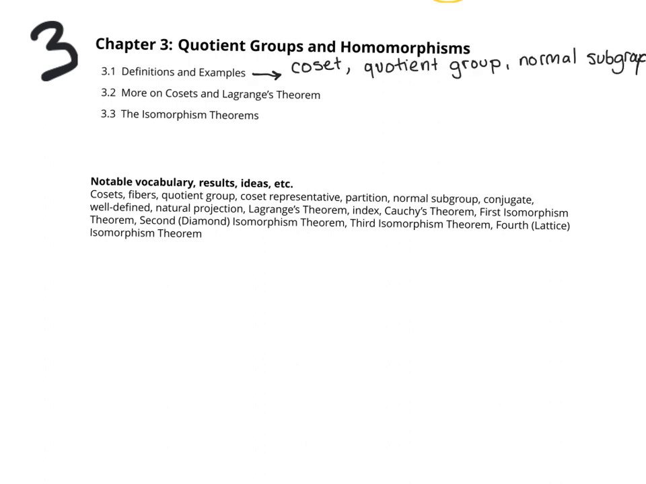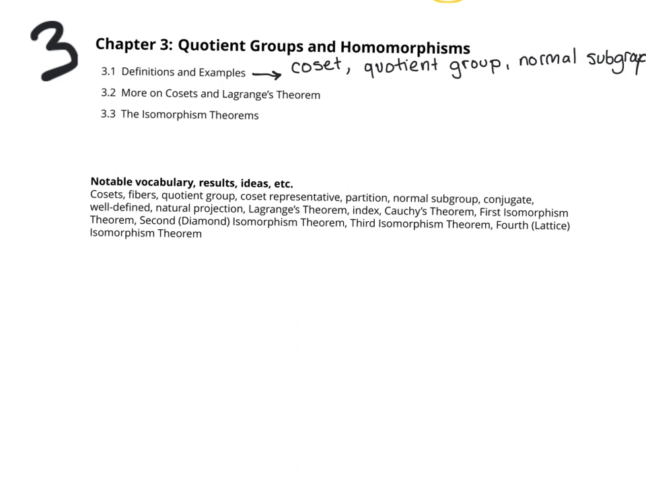All right, so when we look at this first section, definitions and examples, what definitions do we mean? Well, the big thing is defining cosets, defining quotient groups, defining what it means for a subgroup to be normal. These are our building blocks for all the results that come.